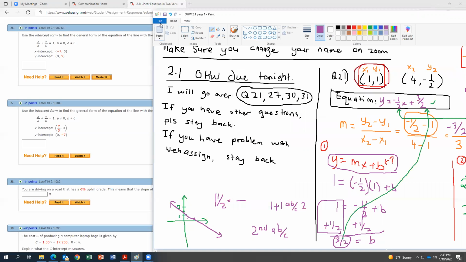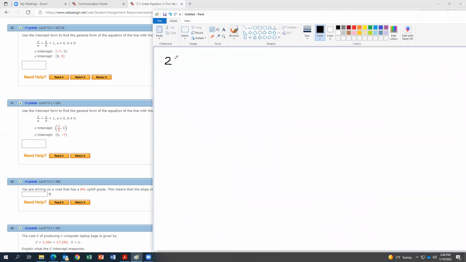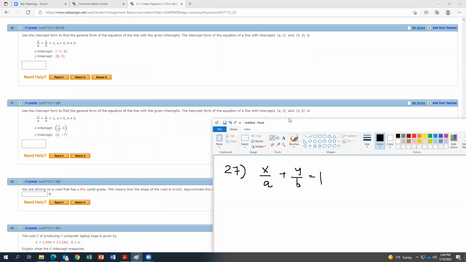Okay. Next, we're going to do question number 27 here. It is given by the equation x over a plus y over b equals 1, where a in this case is your x-intercept and b is your y-intercept. The x-intercept in this case is 7/5, 0, and our y-intercept is 0, -7.